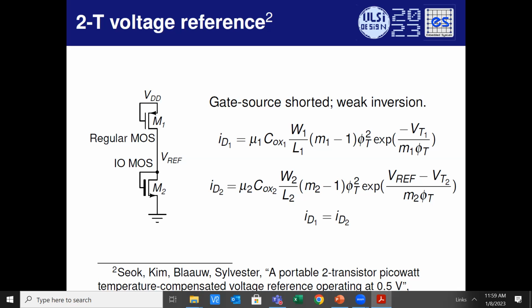So what's going to happen is you're going to equate ID1 with ID2, all right? And then you're going to crank the equation. You have to solve for VREF over here.